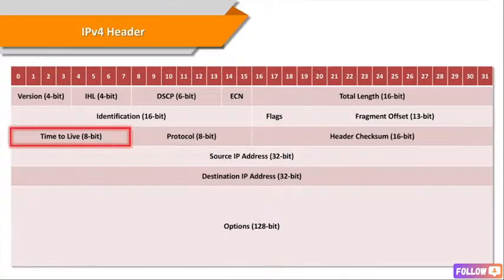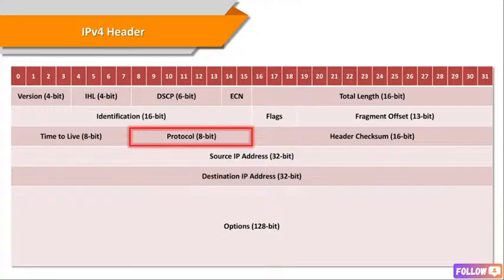TTL, or time to live, is to limit the lifetime of a packet. It's a hop count, basically. When the packet arrives at a router, the router decrements the TTL field by 1. Protocol field is the protocol used in the data portion of the IP packet. So that's going to be TCP, UDP, ICMP.